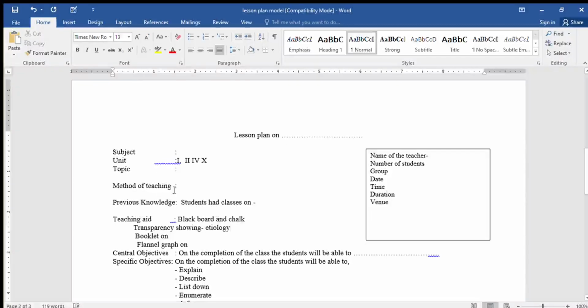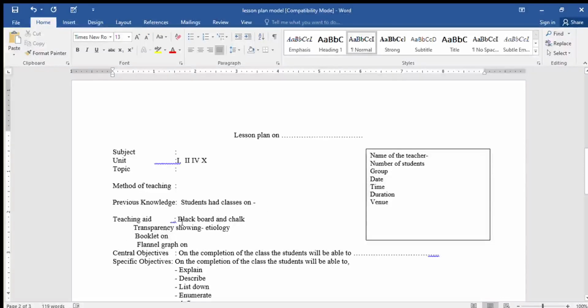Then the method of teaching: lecture cum discussion if you are teaching in the classroom, or lecture cum demonstration if it is taken in the clinical lab. Then previous knowledge, where the students have studied about this, for example cirrhosis of liver in the first year. Or if, for example, students never had an exposure to a particular disease, but they have a basic knowledge of anatomy and physiology, you can write that here.